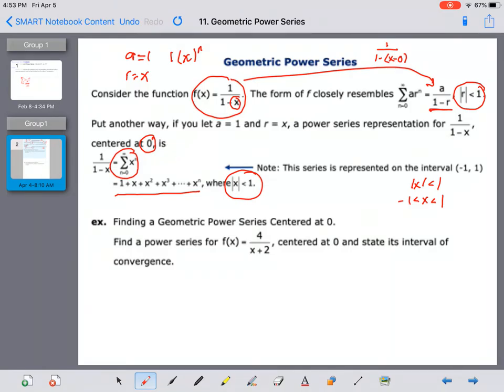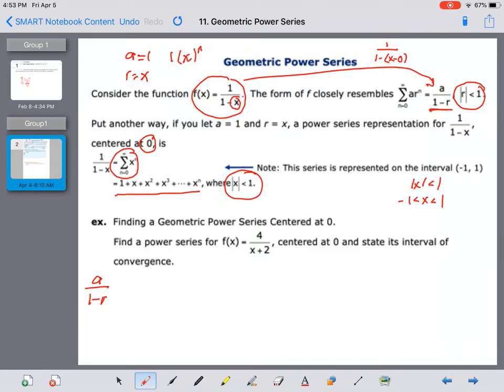Okay, so our goal to turn a rational function into a series is to get it in the form of a over 1 minus r. Our goal is to get it into a over 1 minus r. Now the r can be anything involving an x, but that 1 has to be consistent, and a can be anything we want it to be.